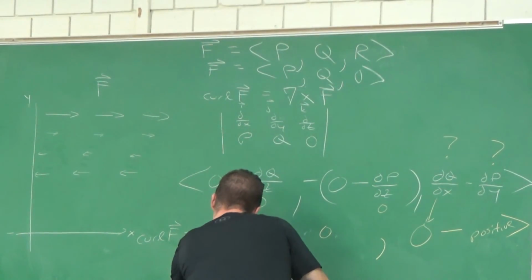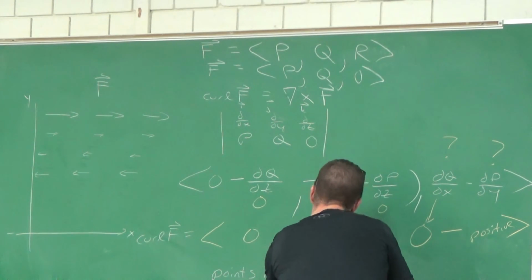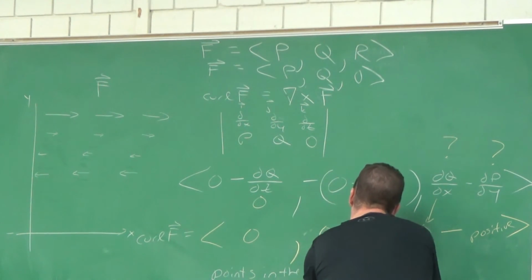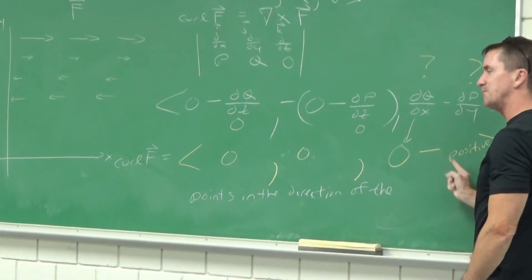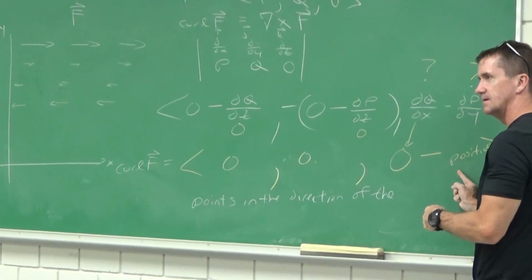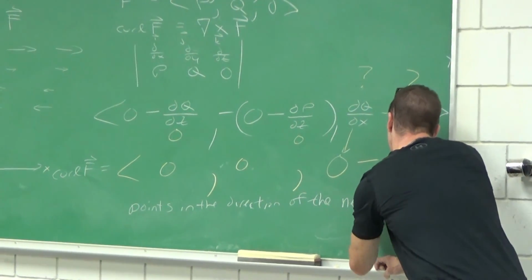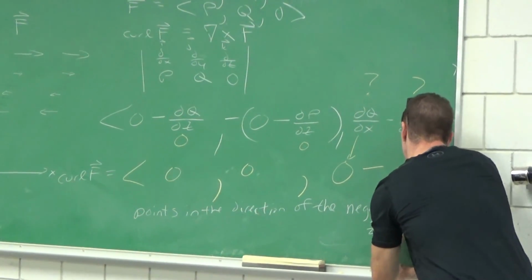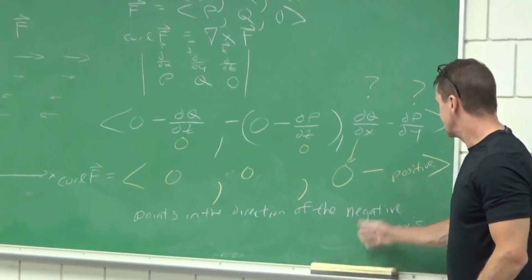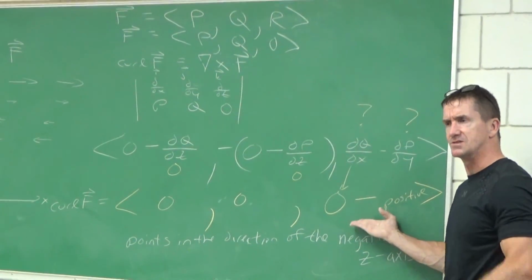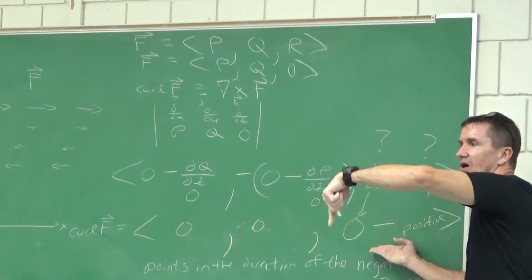You know where it points? It points in the direction of the, this is the z component. Negative means the z component is negative, right? Negative z-axis. That's the answer. Does that make sense? Because this is coming out to be a negative value on the z component. So the curl of the vector field has to be pointing downward in the direction of the negative z-axis, whatever it is.